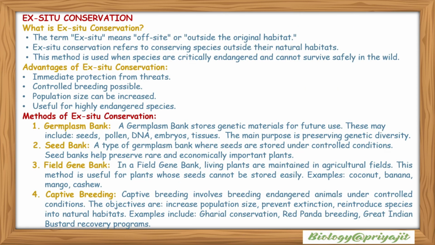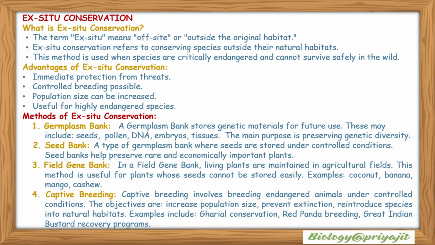Ex situ conservation. What is ex situ conservation? The term ex situ means offsite or outside the original habitat. Ex situ conservation refers to conserving species outside their natural habitats. This method is used when species are critically endangered and cannot survive safely in the wild. Advantages of ex situ conservation: immediate protection from threats, controlled breeding possible, population size can be increased, useful for highly endangered species. Methods of ex situ conservation: germplasm bank.